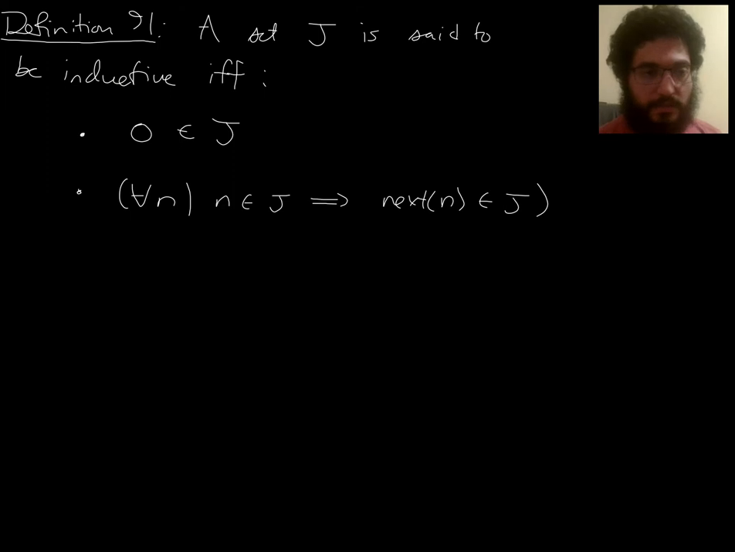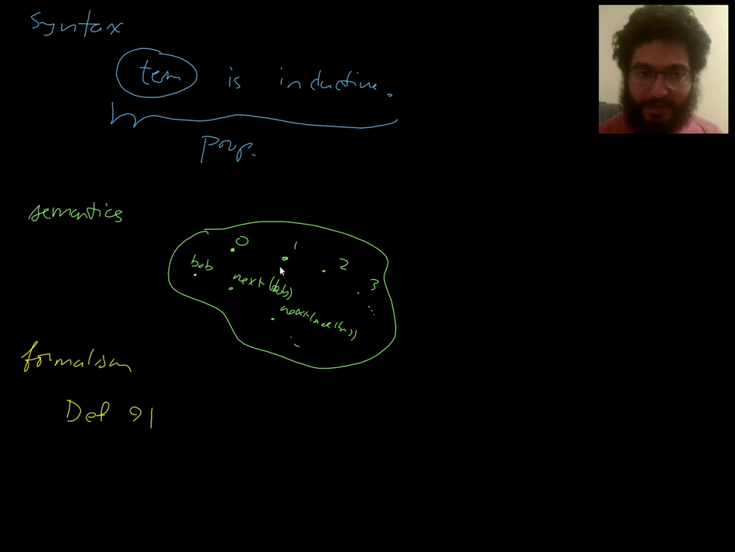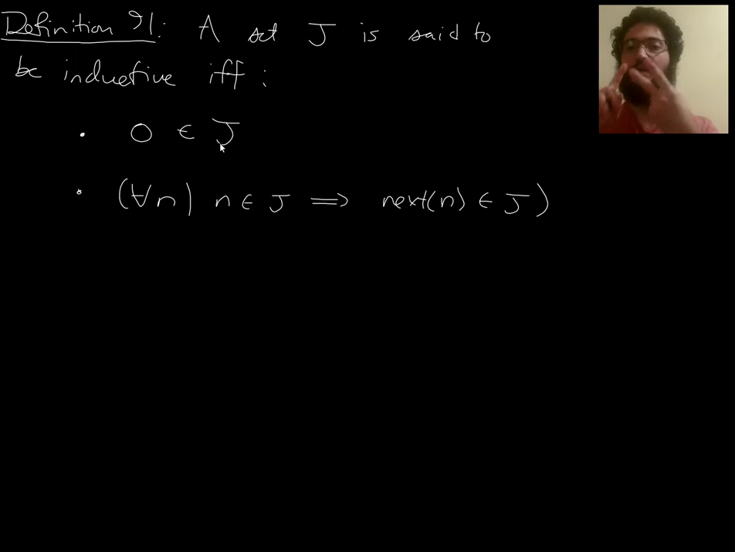So how do we define the set of natural numbers? We define it to be the inductive set that contains no extra junk. So basically, only the stuff that we want. So a set that contains 0, that contains the next of anything that it contains, and that is as small as possible while doing so. That does not contain anything that's unnecessary for achieving those two goals.